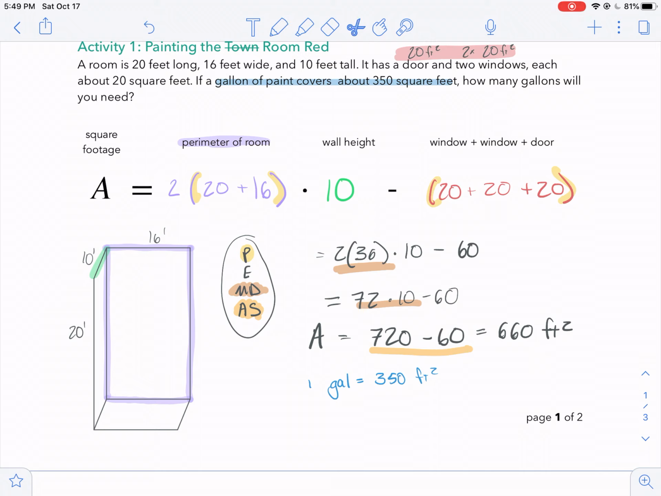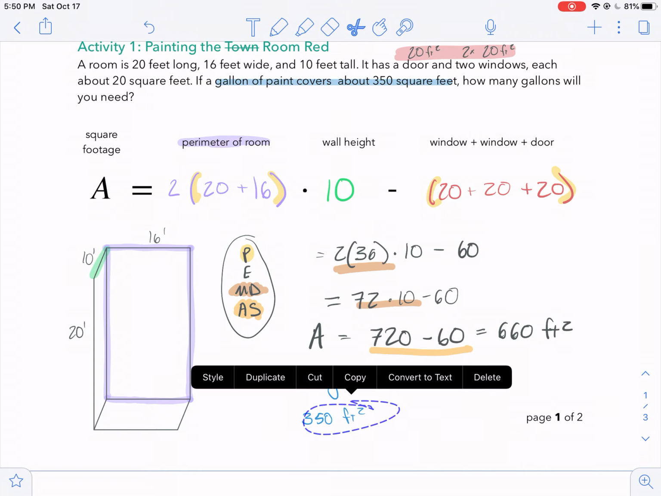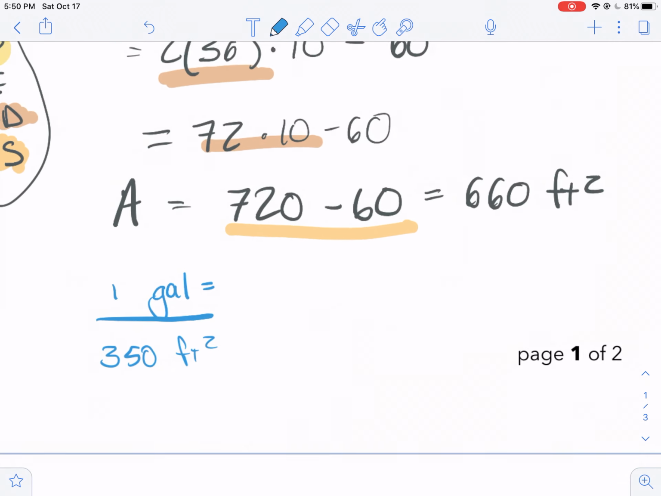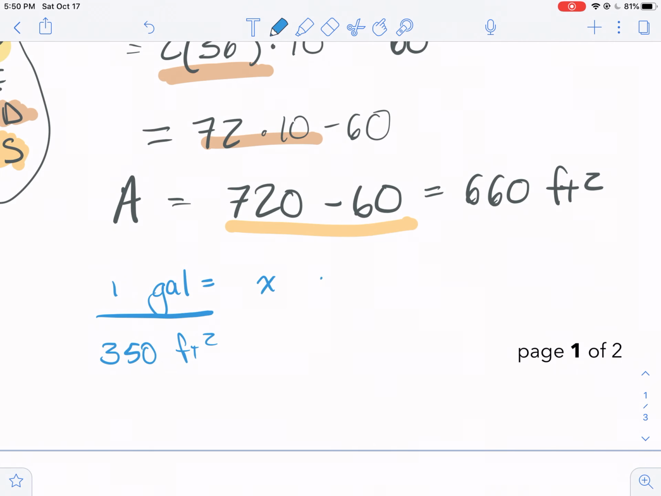Actually, we're going to divide. We're going to set it up as a conversion. If 1 gallon is 350 square feet, then we need X amount of gallons to cover 660 square feet.